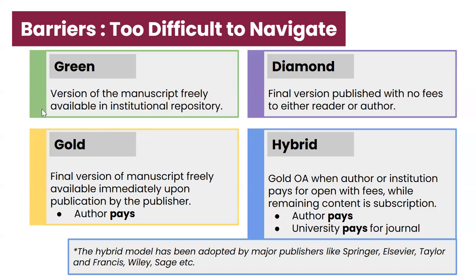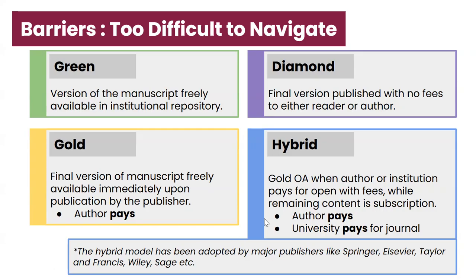So the green version of open access means that a version of the manuscript is freely available in an institutional repository. EKU does have an institutional repository, and I'm going to talk about that a little later. The gold version means that the final version of the manuscript is available, but it requires the author to pay an APC or author publishing charge. Diamond open access is the sort of true open access term. It means the final version is published with no fees to either the reader or the author. And then the hybrid model is some combination of these three.